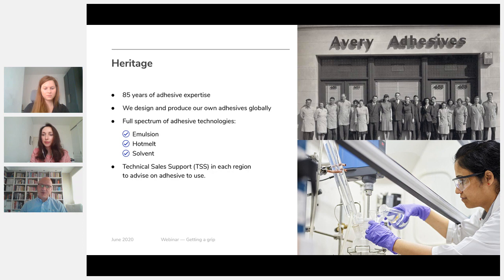The emulsion rubber-based adhesives are basically emulsified hot melts. So they are applied wet onto the liner and then dried before being laminated to the face stock. Yes, they are essentially very different adhesives.